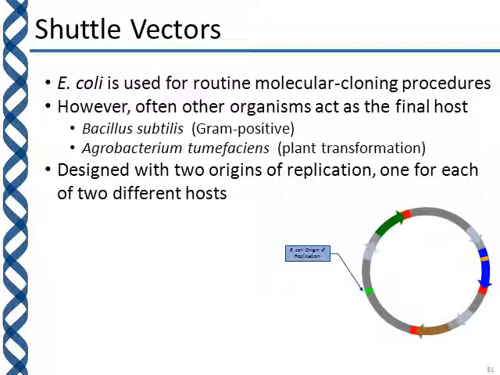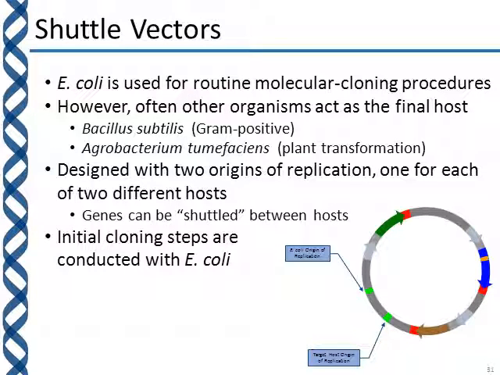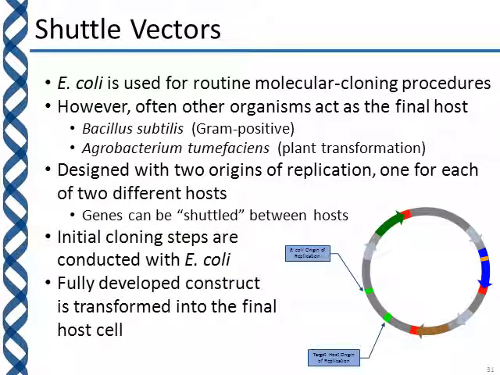Here in this diagram we show the E. coli origin of replication and your target host origin of replication. Genes can be shuttled between hosts. Initial cloning steps are conducted with E. coli, and the fully developed construct is transformed into the final host cell. And the origin allows it to be replicated in this host cell.